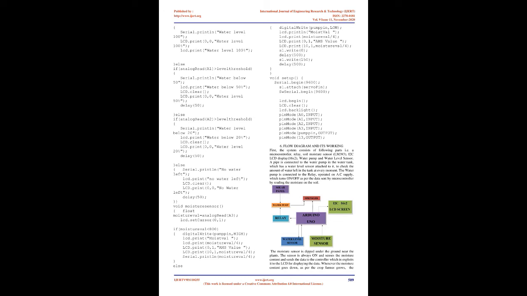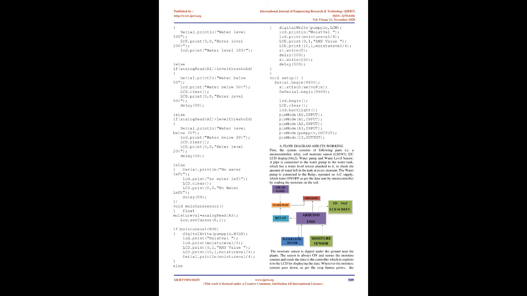6. Flow diagram and its working. First, the system consists of the following parts: a microcontroller, relay, soil moisture sensor LM393, I2C LCD display 16x2, water pump and water level sensor. A pipe is connected to the water pump in the water tank, which has a water level sensor attached to it, to check the amount of water left in the tank at every moment.